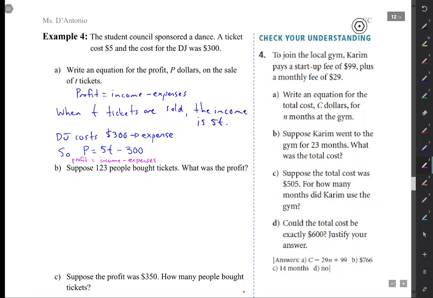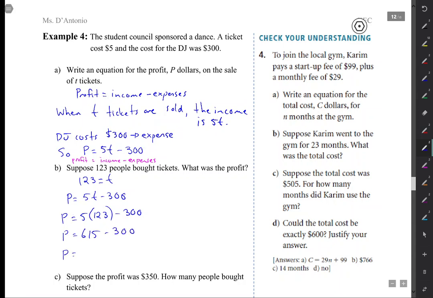Now in part B, it says, suppose 123 people bought tickets. What was the profit? So we're going to replace the T with 123 because that's how many people bought a ticket. So we have P is equal to 5T minus 300. In other words, the profit's going to be equal to 5 times 123 minus 300. 5 times 123 is equal to 615 minus 300.